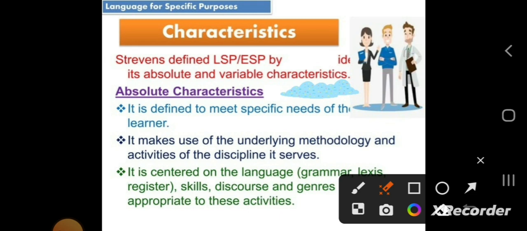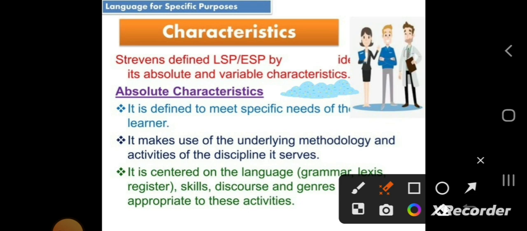Focusing on relevant language components, the instruction concentrates on language aspects that are essential for the discipline, including grammar, the structural rules of grammar used in specific contexts; lexis, the vocabulary and terminology pertinent to the field; register, the style and tone of language appropriate for the discipline; skills, the specific language skills, for example reading, writing, speaking, needed in the field; discourse, the way in which communication is organized and structured; genres, the types of text and communication formats typical of the field.